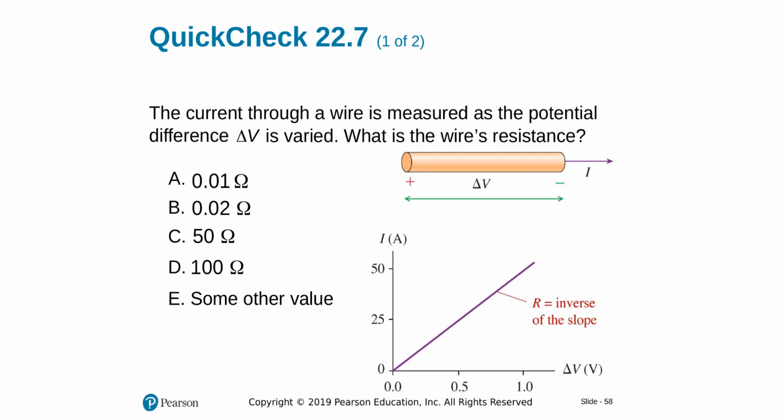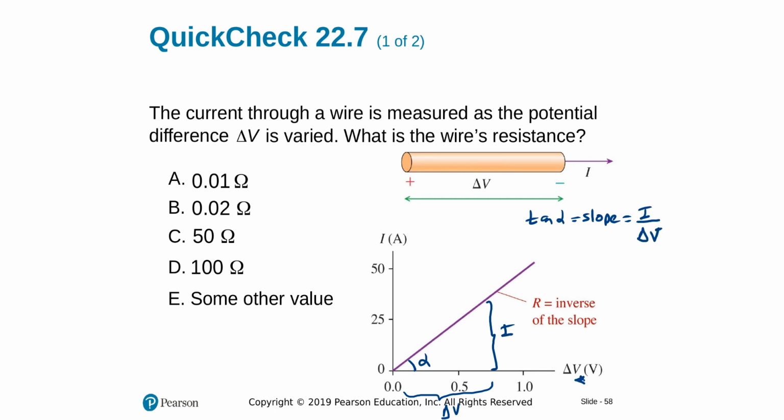Ohm's law tells us that if we have a plot of current versus potential difference or voltage, we'll have a straight line. And if we look at the tangent of that straight line, that's the slope, by the way, right? The slope of that line is always equal to rise over run. Rise here is I, run here is delta V, so that's I over delta V.